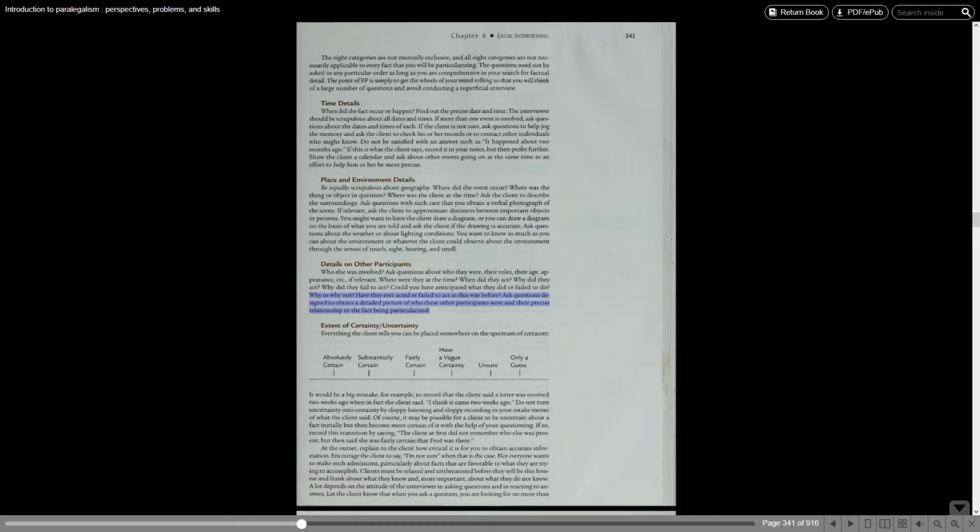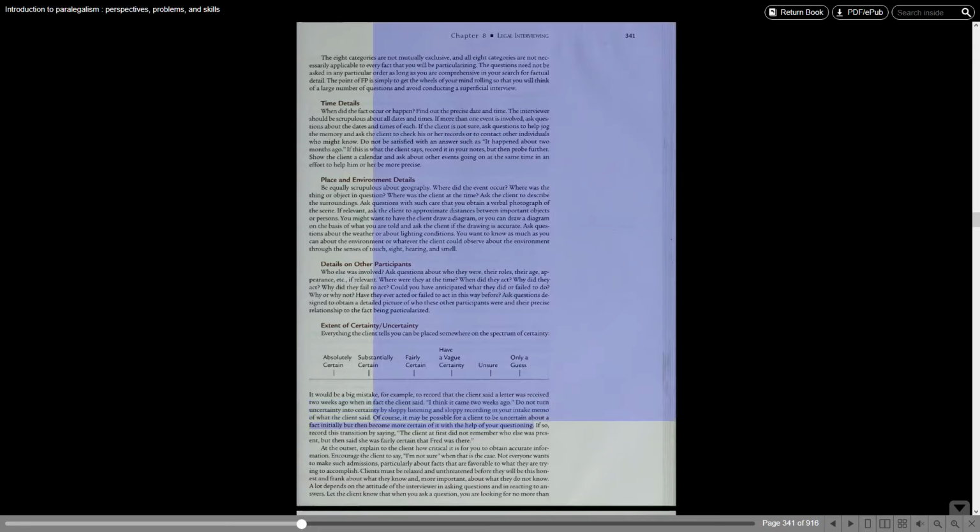Extent of certainty/uncertainty. Everything the client tells you can be placed somewhere on the spectrum of certainty: absolutely certain, substantially certain, fairly certain, a vague recollection, only a guess, unsure. It would be a big mistake, for example, to record that the client said a letter was received 2 weeks ago, when in fact the client said, "I think it came 2 weeks ago." Do not turn uncertainty into certainty by sloppy listening and sloppy recording in your intake memo of what the client said.